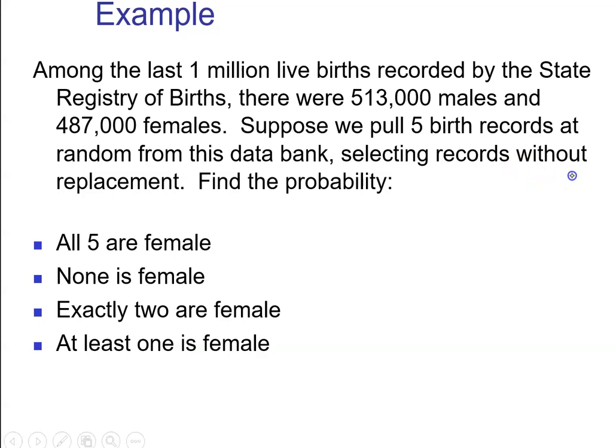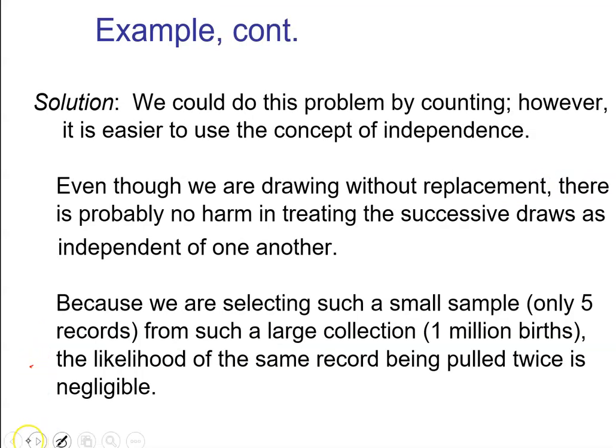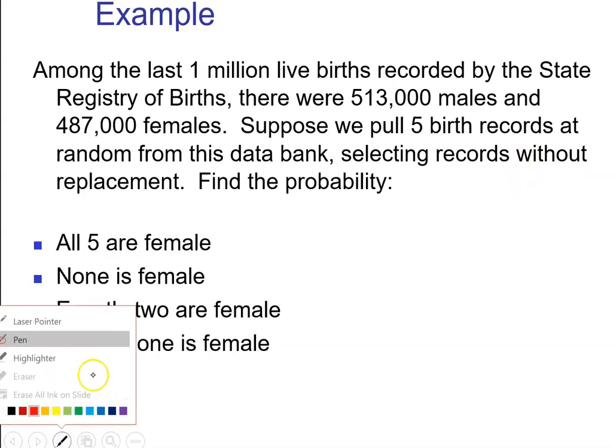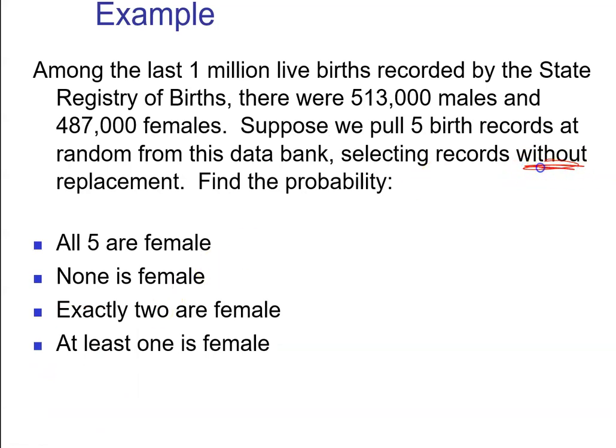So again, it's always important to know if you're replacing or not. Sorry about that, it always switches on me. Without replacement. Find the probability that all 5 are female, none are female, exactly 2 are female, at least 1 is female. Okay, well, let's think about this a little bit.